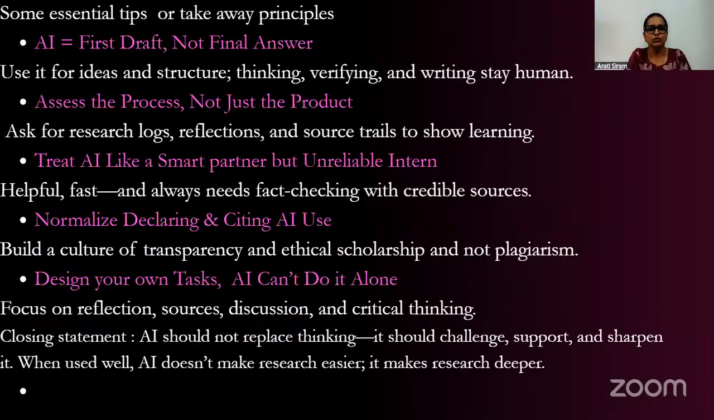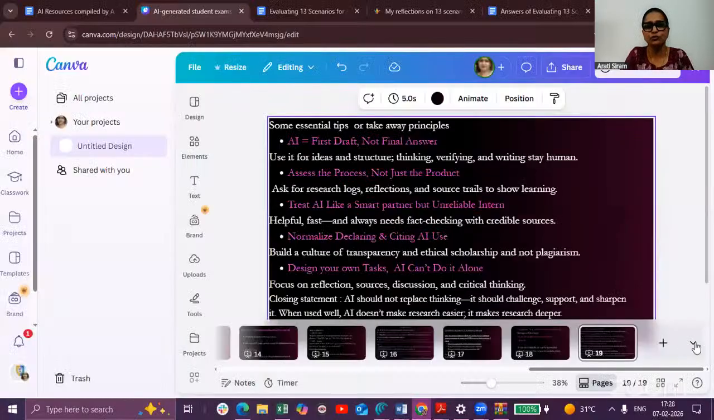All right. So I just want to conclude with my closing statement: AI should not replace thinking. It should challenge, support, and sharpen it. When used well, authentically, and realistically, AI doesn't make research easier, it makes research even deeper. If you really want to help your students engage in authentic research, please use these ideas and thoughts which I've shared.